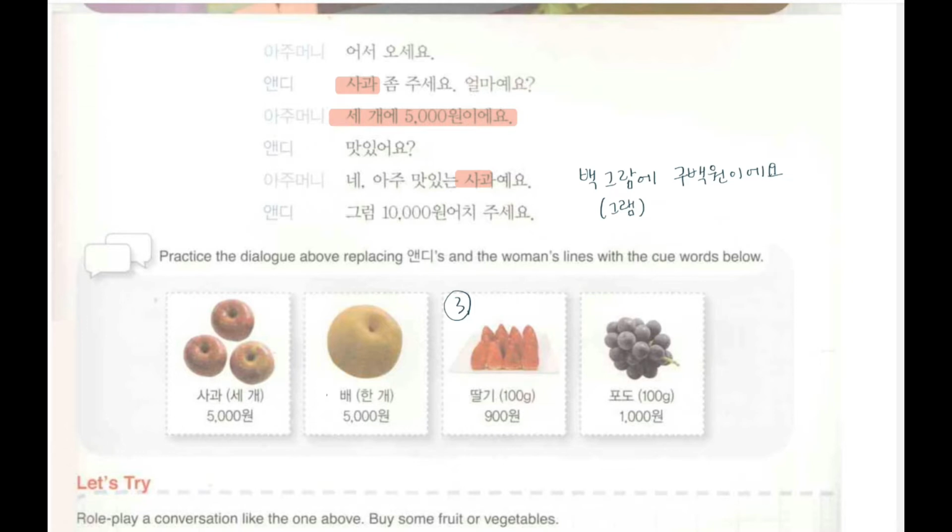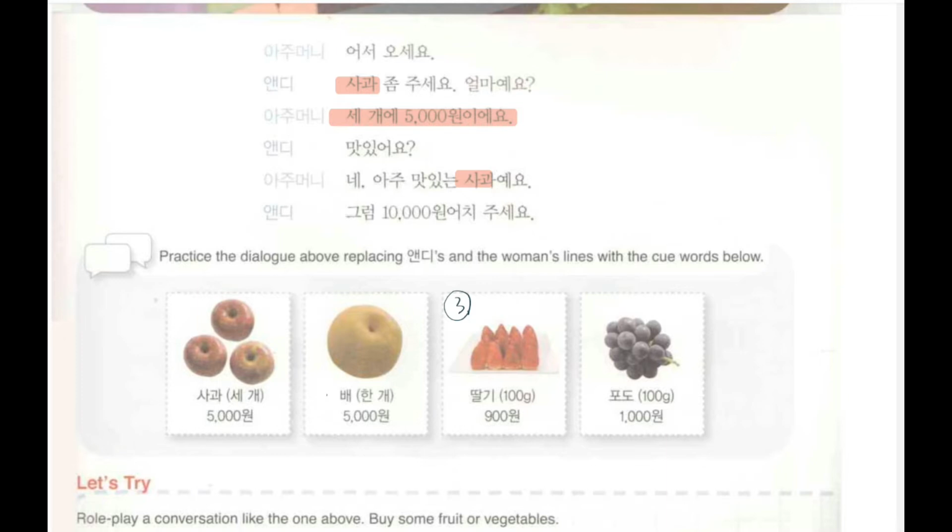자, 시작. 어서 오세요. 100g에 900원이에요. 네, 아주 맛있는 딸기예요. 자, this time let's change the role. 제가 Andy 할게요. 여러분이 아주머니 하세요. 시작. 딸기 좀 주세요. 얼마예요? 맛있어요? 그럼 10,000원어치 주세요.